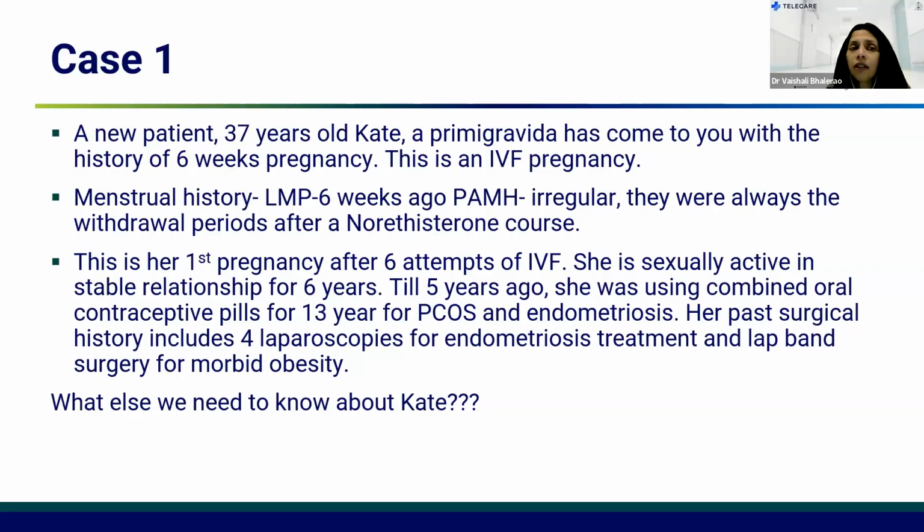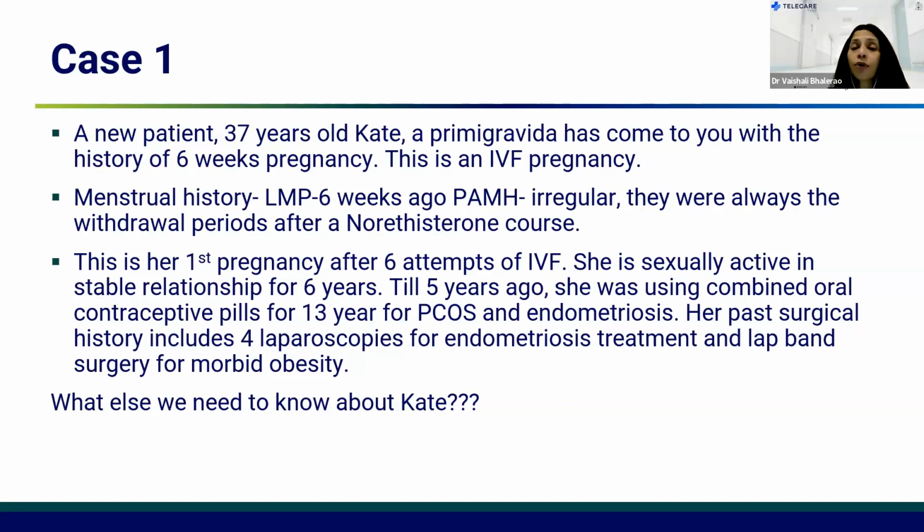A new patient, 37-year-old Kate, a primigravida, has come to you at 6 weeks of pregnancy. This is an IVF pregnancy. Her last menstrual period was 6 weeks ago. Her past menstrual history was irregular, and she always had a withdrawal period after a progesterone course. This is her first pregnancy after 6 attempts of IVF. Not an unusual presentation nowadays, is it? She's sexually active in a stable relationship for 6 years.